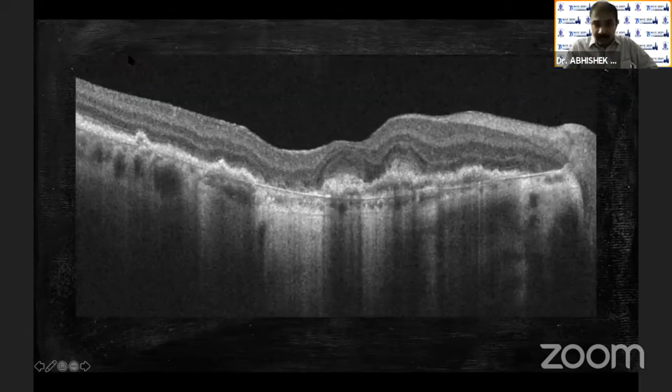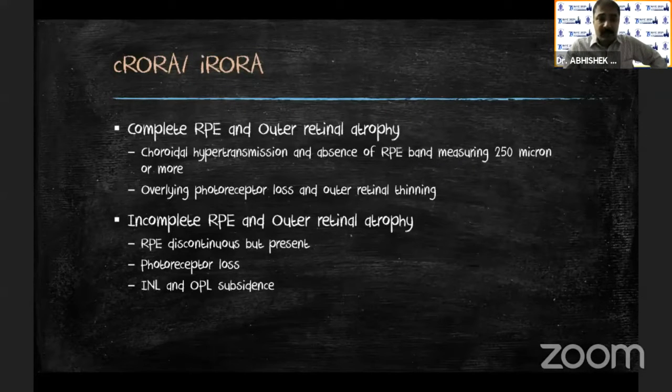The next slide is something that Dr. Unni had talked about in the first talk. If you look at this region here, this is an area of complete RPE and outer retinal atrophy. This shows choroidal hypertransmission and absence of the RPE band measuring more than 250 microns, with overlying photoreceptor loss and outer retinal thinning. When this is incomplete, it is called incomplete RPE and outer retinal atrophy, where the RPE is discontinuous, but at least some evidence of RPE is present. There is also photoreceptor loss and INL-OPL dipping or subsidence into the defect.